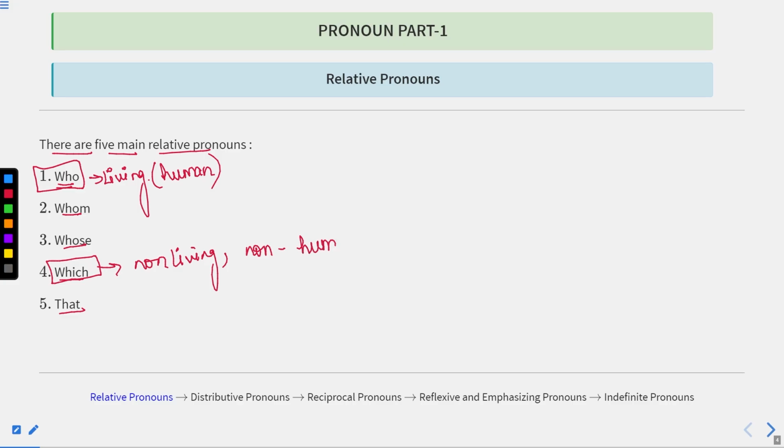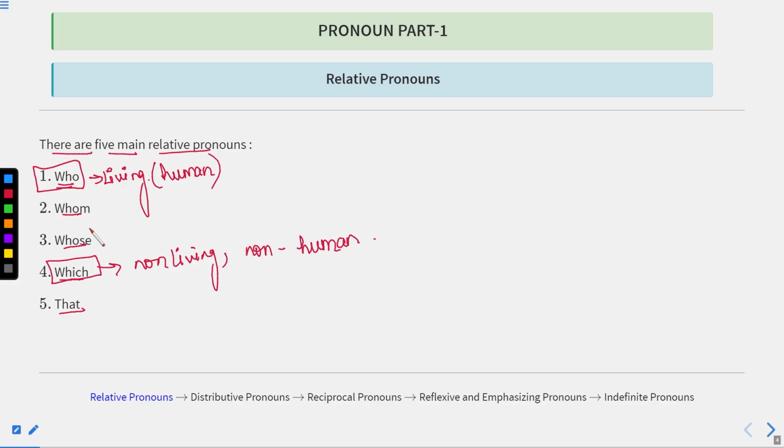So the basic difference between who and which is just that of human. For humans, we use who, whereas for non-human things, we use which. Non-human things can be living as well as non-living. So this is the difference between who and which. It is actually not the difference of living and non-living, but the difference between human and non-human things.